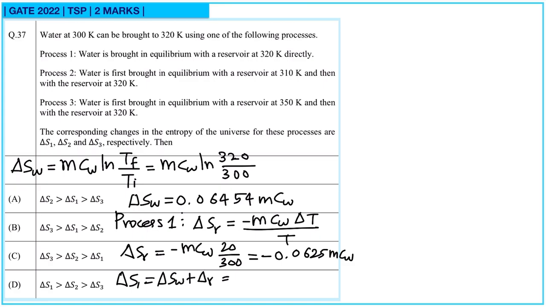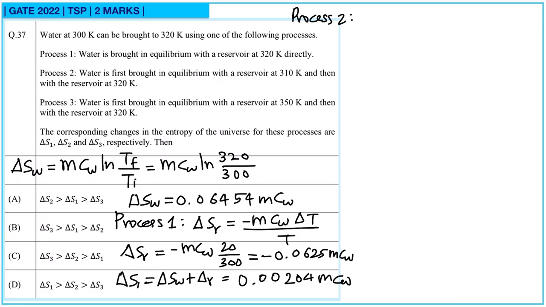Now total entropy change, that is delta S1, is equal to delta Sw plus delta Sr, so that is 0.06454 minus 0.0625, which is equal to 0.00204 m into Cw. This is for the first process. Let's calculate for the second process now.